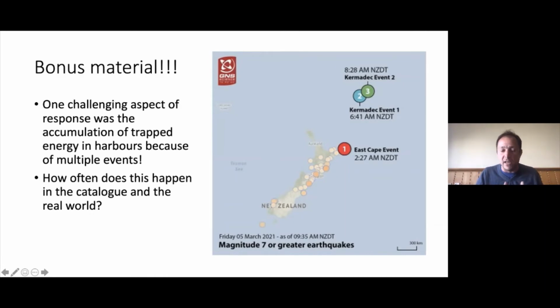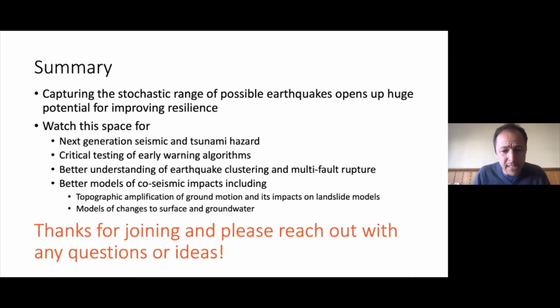So the question is, how often does this happen? How often, when we're responding to tsunamis, will we need to worry about multiple tsunamis superimposing? That's another great thing about the RNC2 model: we can start to query and look through the model and ask, how often do you get two tsunamigenic events happening within 12 hours of each other, for example?